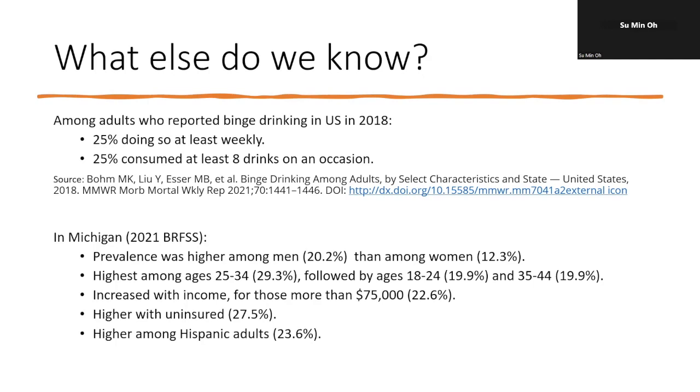For Michigan, using the 2021 result from the BRFSS, the binge drinking prevalence was higher among men than among women. The prevalence was highest among ages 25 to 34, followed by ages 18 to 24 and 35 to 44 years. The binge drinking increased with income. For those who have household income more than $75,000, almost 23% reported binge drinking. The prevalence is also higher among the uninsured and among Hispanic adults compared to other race and ethnicity groups.